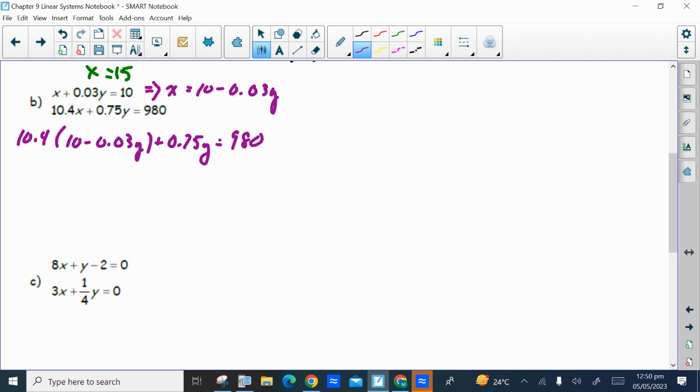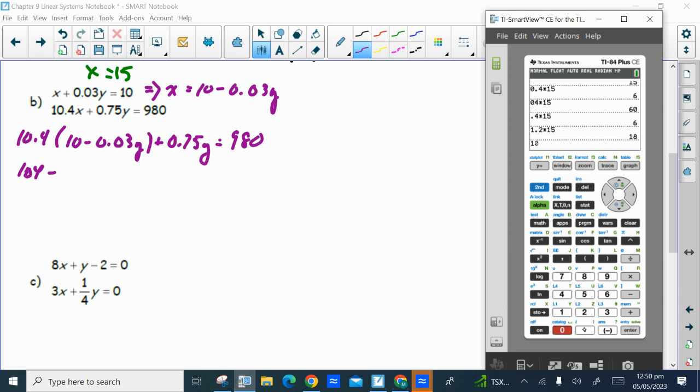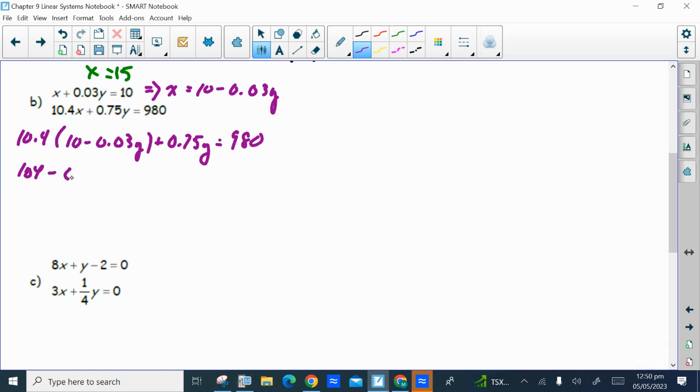And so by doing that, we now have a new equation that has only one variable in it. That is the variable y, so we can solve for y. First, we'll multiply out the brackets. 10 times 10.4 would be 104, minus 10.4 times 0.03 is 0.312y, plus 0.75y has to equal 980.